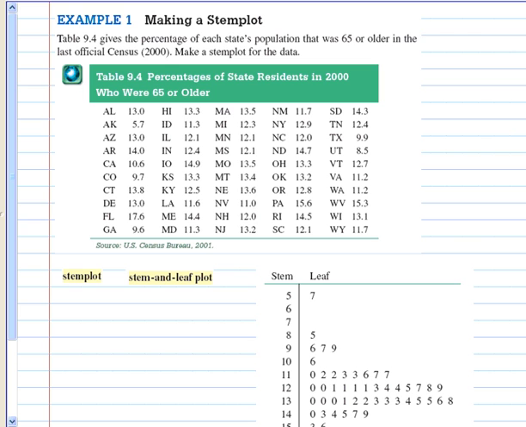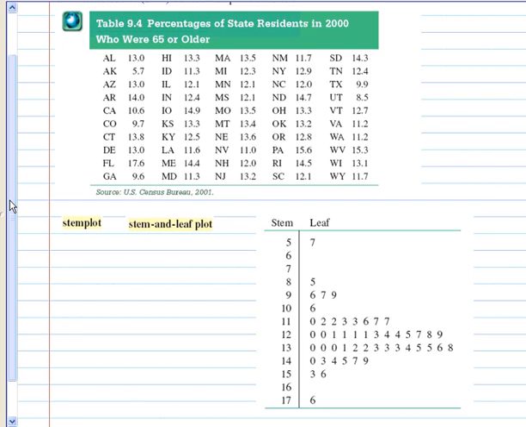We often will use what's called a stem plot, or a stem and leaf plot, to help us organize large data sets. Here we have the percentage of each state's population that was 65 years or older in the last official census in the year 2000. Well, 2010 is the last one, but anyhow, this is from the year 2000. These numbers are the percentage of the population that was 65 or older. So here we have a whole bunch of states, hopefully there are 50 of them, and we want to try to organize this in some way.